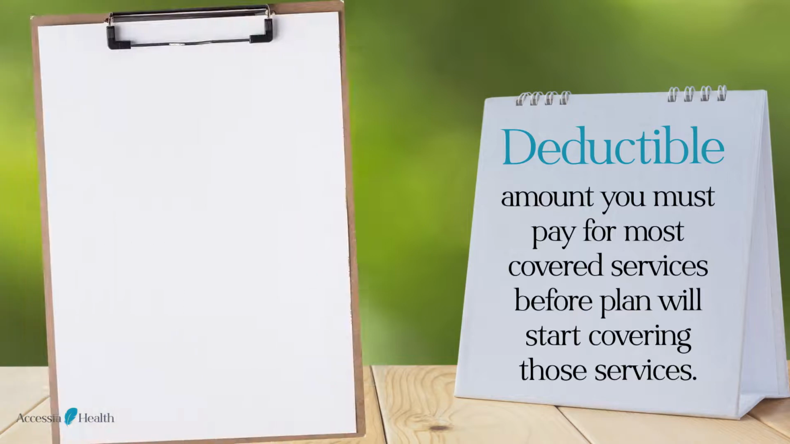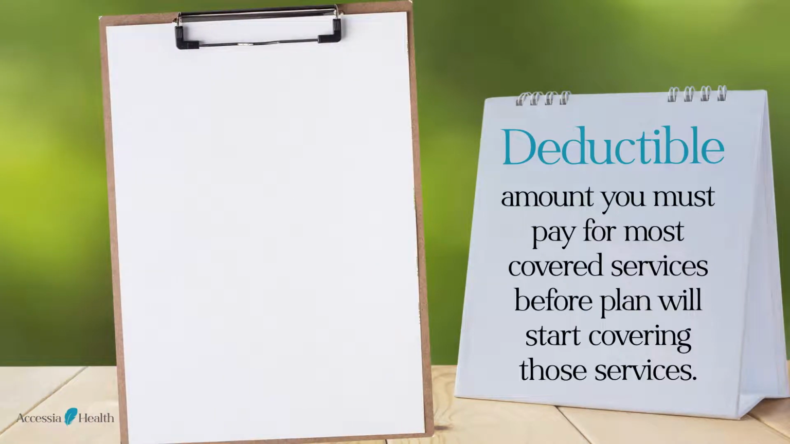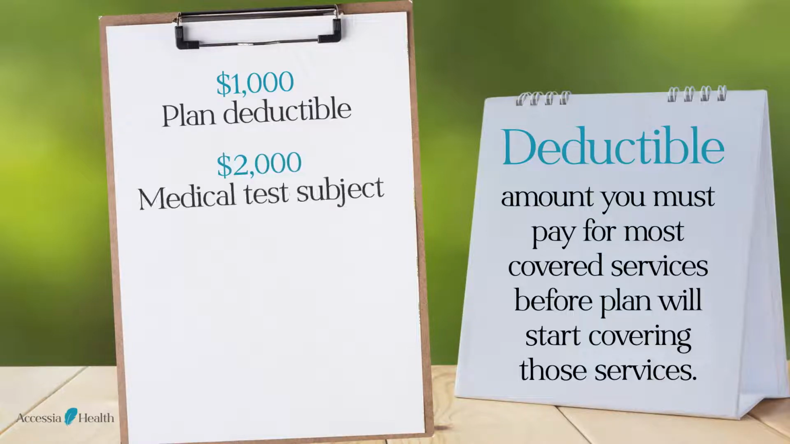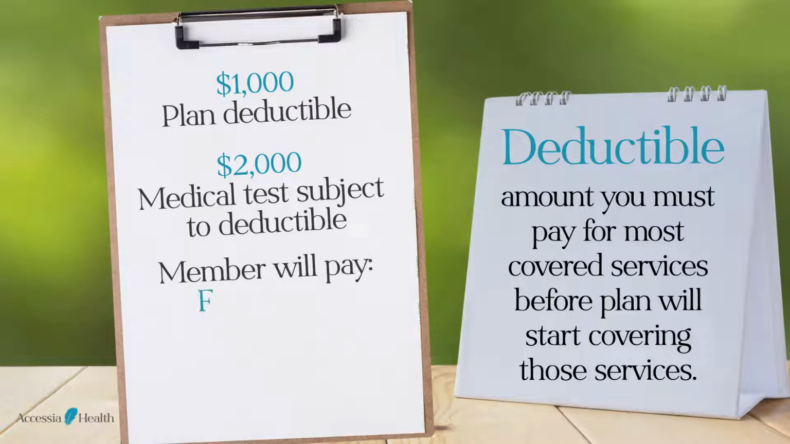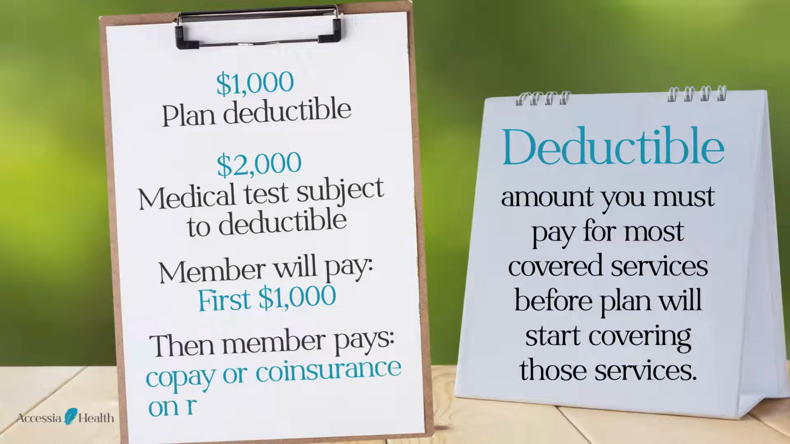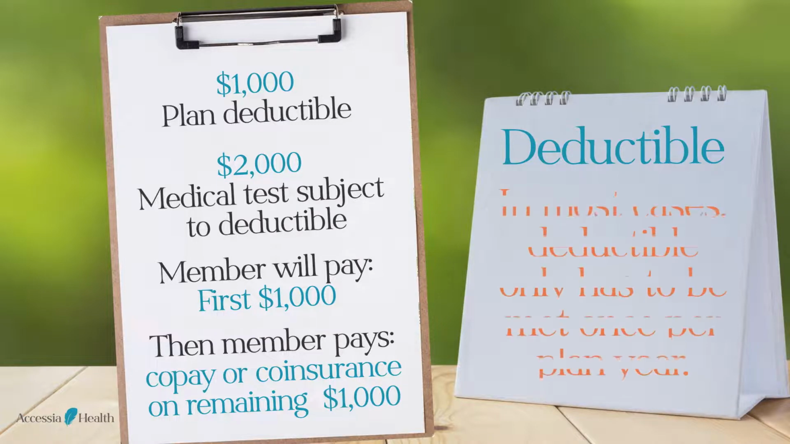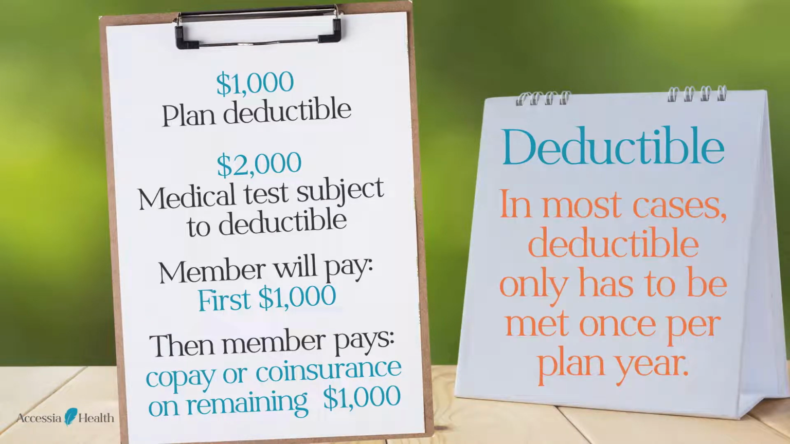Let's look at an example of a deductible. If the plan benefits have a $1,000 deductible and the member needs a medical test that costs $2,000, the member will pay the first $1,000 if that test is subject to a deductible. And then the member will pay a copayment or coinsurance on the remaining amount. In most cases, the deductible only has to be met once per plan year.